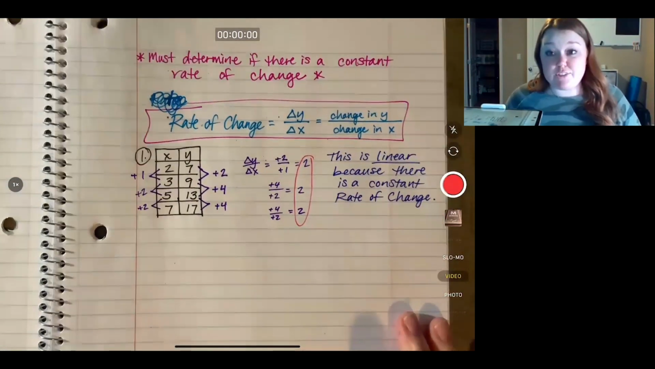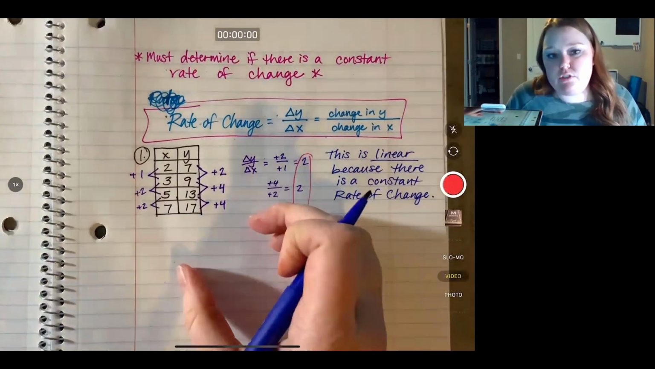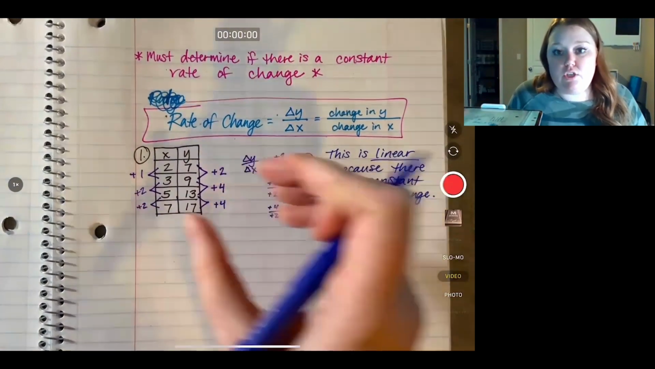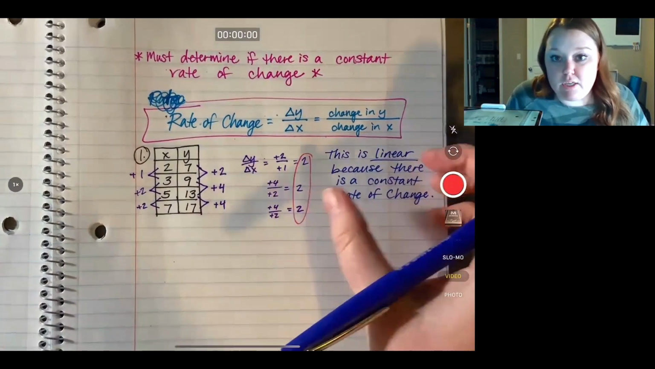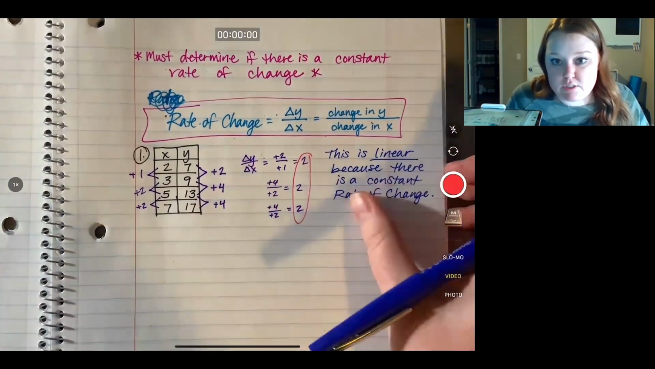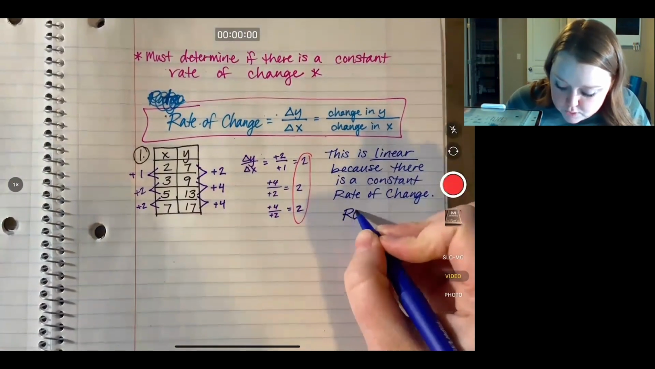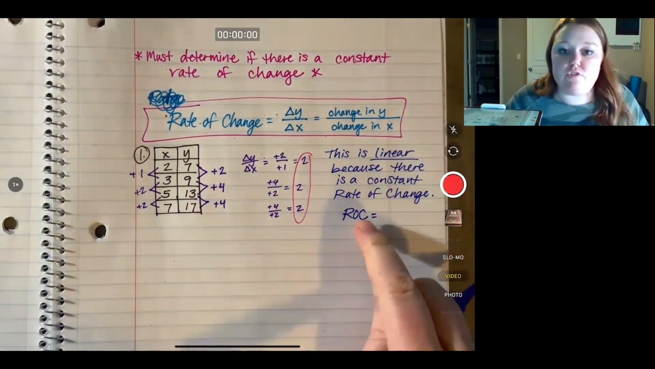Okay, so that's your statement. If this was your entry test question and I said, figure out if this is linear or not, this is the statement you would tell me. This is linear because there's a constant rate of change.